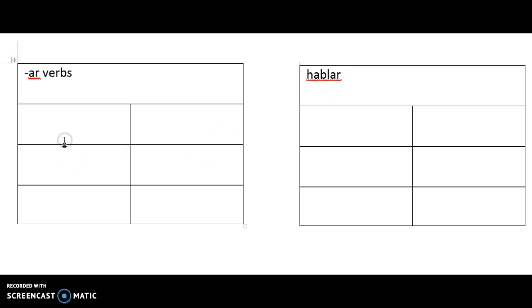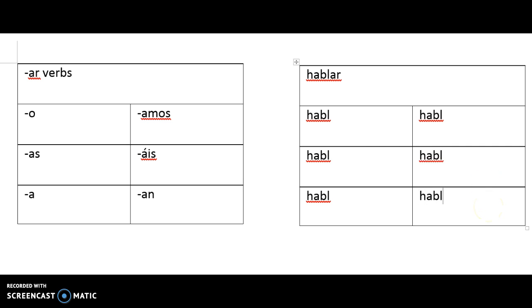So the endings for AR verbs are: in the yo form, o; in the tú form, as; in the usted, él, ella form, a; nosotros, amos; vosotros, áis, with an accent on the a; and ustedes, ellos, ellas, an. So when we come over to conjugate hablar in the present tense, everything will have the stem, so HABL, for each of these verb forms, if you will. And then we add the endings.